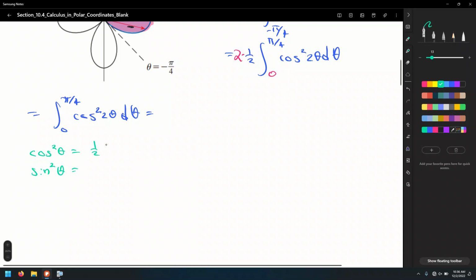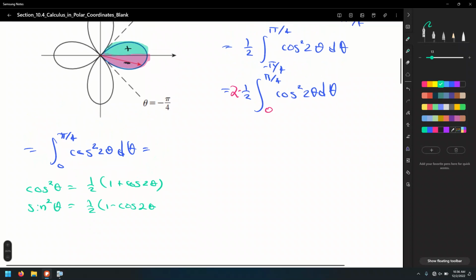Cosine 2 theta. And what about the other one? Same but with a minus, right? So that's 1/2, 1 minus cosine 2 theta. Now, careful, because these identities help us reduce the power at the cost of duplicating the angle, right? So that's what happens over here. But in this case, notice we have a 2 theta.